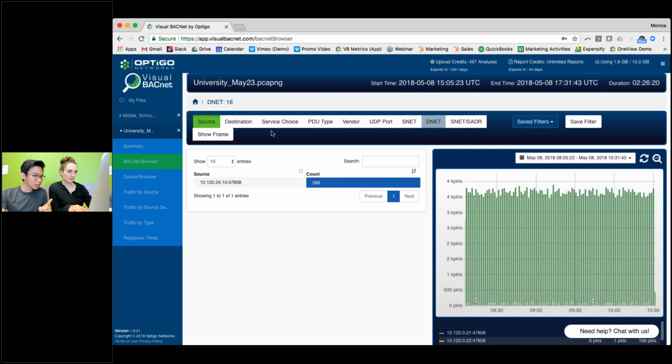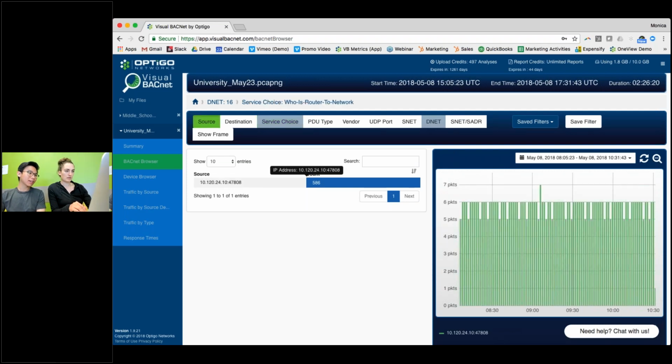Service choice. It's always who-is-router-to-network. So all the traffic going to network 16 is just who-is-router-to-network from this device. Source, yeah. So 10.120.24.10 is sending who-is-router-to-network 16. So there's no device underneath it. No, there would still be a device.